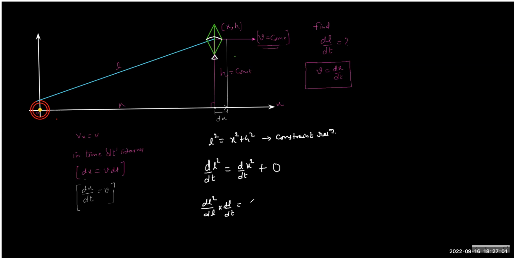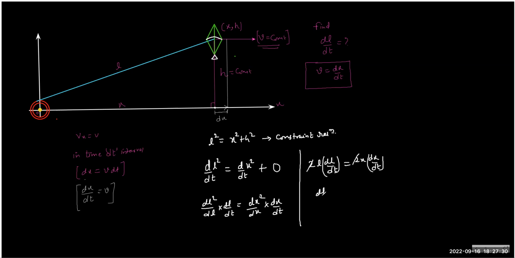Yes or no? So what will we do here? 2x into dx by dt. Wow, excellent. So now you're getting the idea. Everyone is agreed with what she said? Yes, sir. But this should come to you. I mean, now you can add 2L dl by dt, and dl by dt is something which we're looking for. And this is 2x dx by dt.